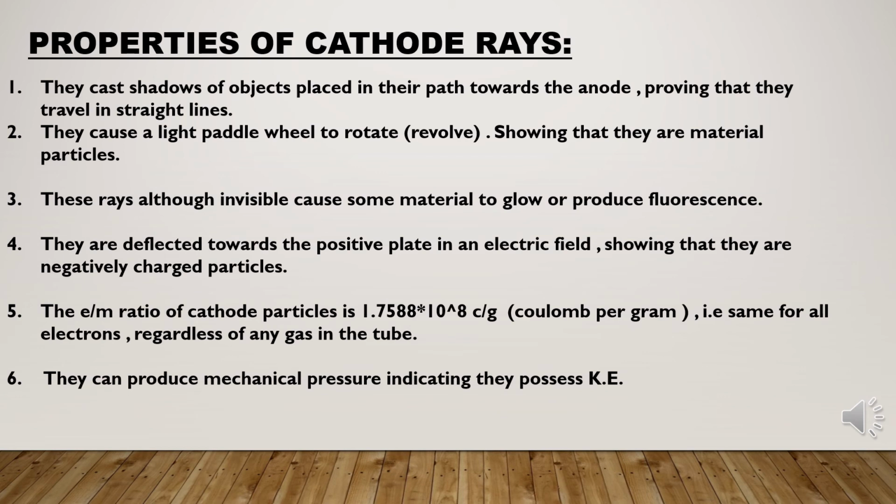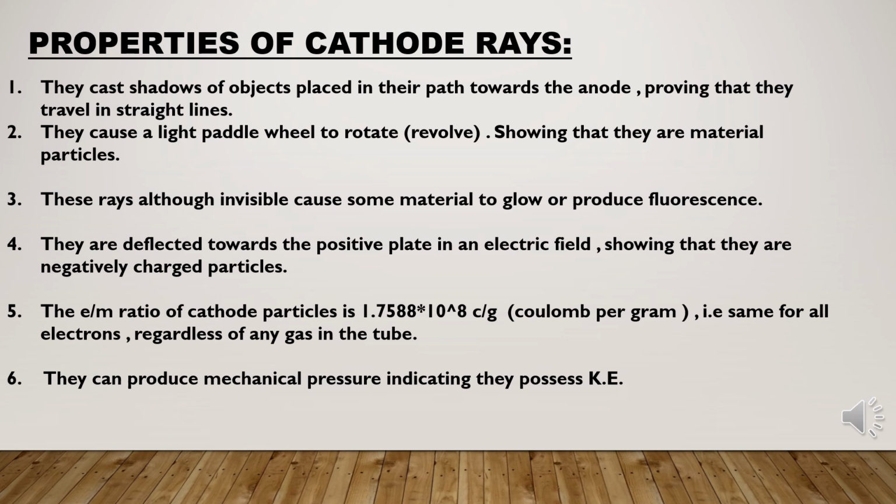Now, what are the properties of cathode rays? The rays which basically are carrying the electron particles, they have properties that they cast shadows of objects placed in their path towards the anode. Like the rays are traveling from cathode to anode. These rays are known as cathode rays. They have electrons with them. So if we place any object in the way, they will cast shadows of that object. It means that they travel in straight lines.